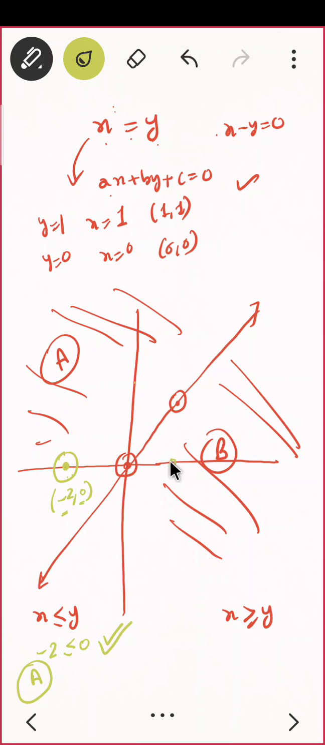Or you can choose one point. Suppose I am choosing this point, say 2 comma 0. So 2 is greater than equal to 0. Whether it is satisfying the equation? Yes, 2 is greater than 0. So this is your B. So this is your region B. Is that clear, everyone?